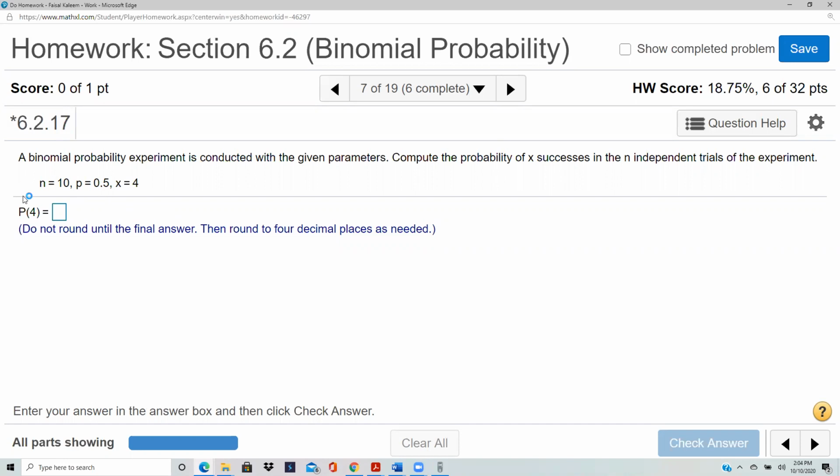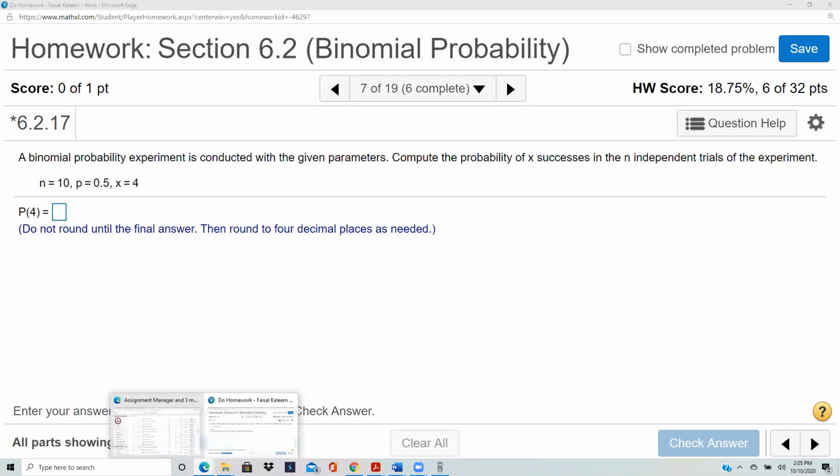So the way we do binomial calculation is we go to StatCrunch. They are not giving us the StatCrunch window here, but we need to go to StatCrunch. So let's do that.